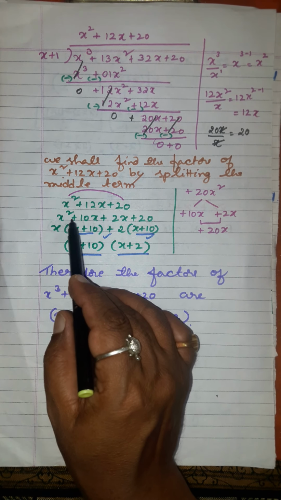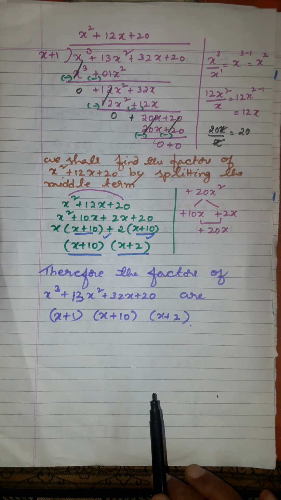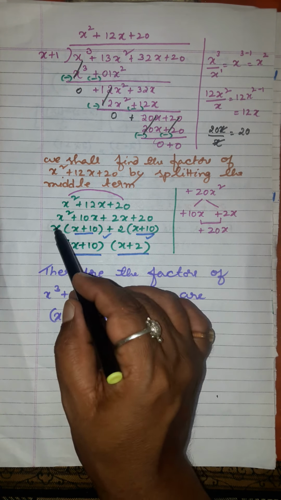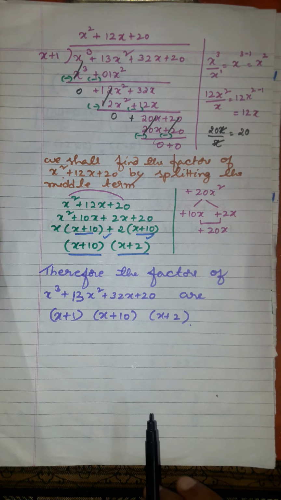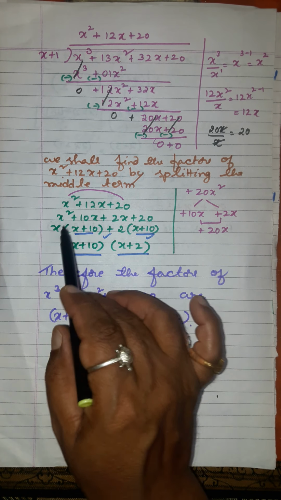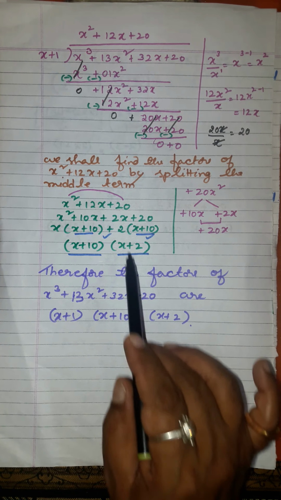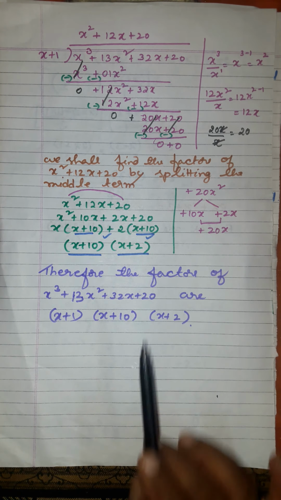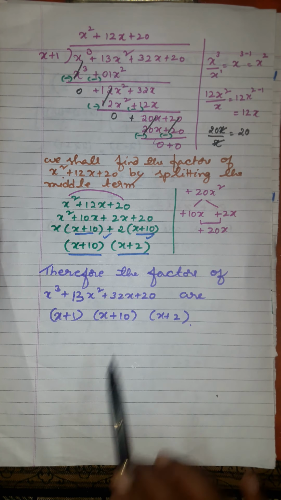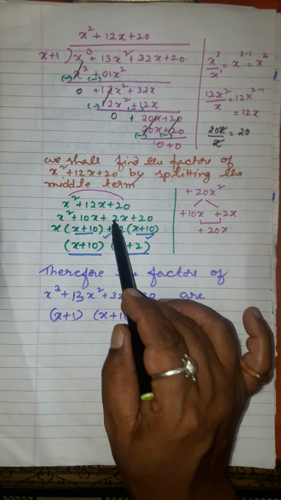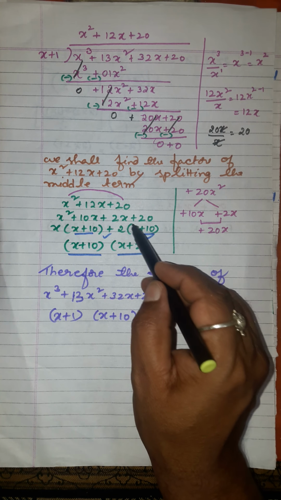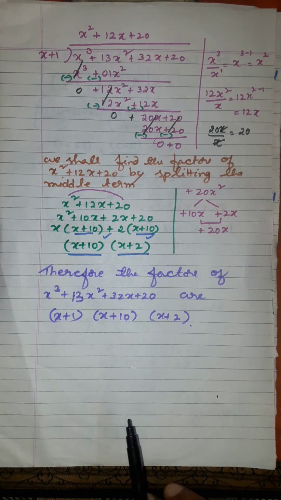Now for x² and 10x, x is the common factor. Divide x² by x, you will get x as the first term. Divide 10x by x, you will get 10 as the quotient. Now write x and 10 with the plus sign in between them within the bracket, then plus. For 2x and 20, common is 2. When you divide 2x by 2, you'll get x as the first factor. When you divide 20 by 2, you'll get 10 as the second factor. So x plus 10 you can write within the bracket, outside you write 2.